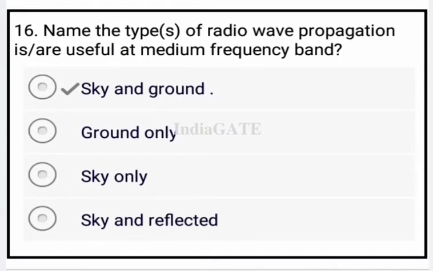Name the types of radio wave propagation used at the medium frequency band. The correct answer for this question is sky and ground. So these two waves are used for this wave propagation. Now next question.